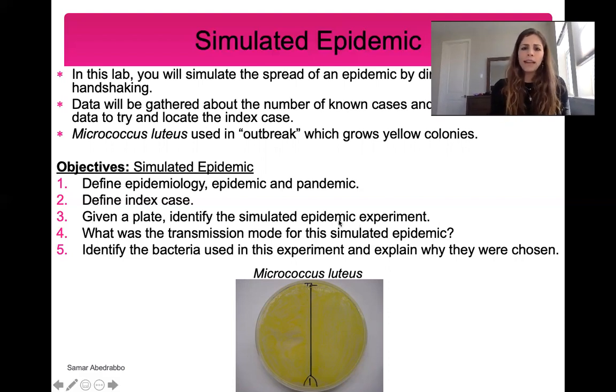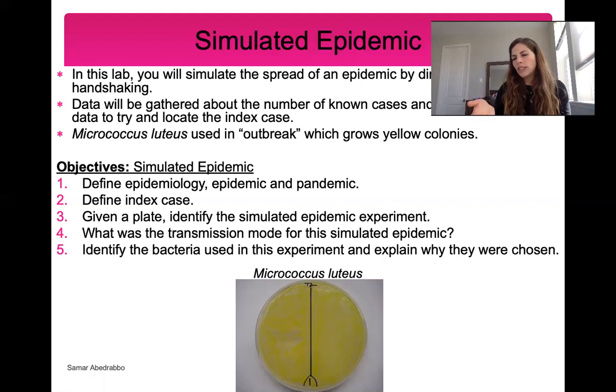Given a plate, identify the simulated epidemic experiment. This is what the experiment plates would have looked like. And we had Micrococcus luteus. We used Micrococcus luteus because they form very distinct yellow colonies. So in case someone had some other bacteria on their gloves, we can differentiate the infection versus just a random other bacterial colony. And the transmission mode for this simulated epidemic is we were doing direct contact handshaking.